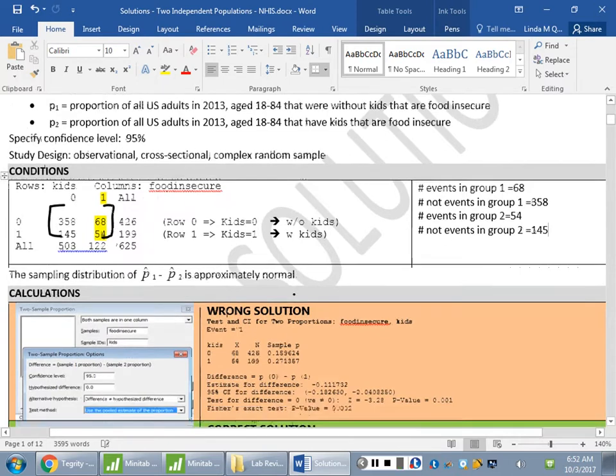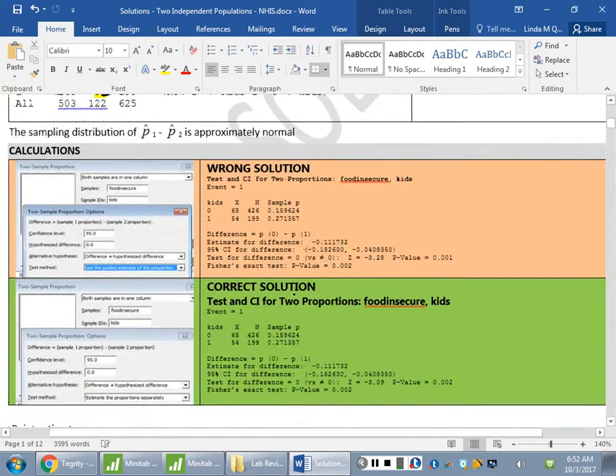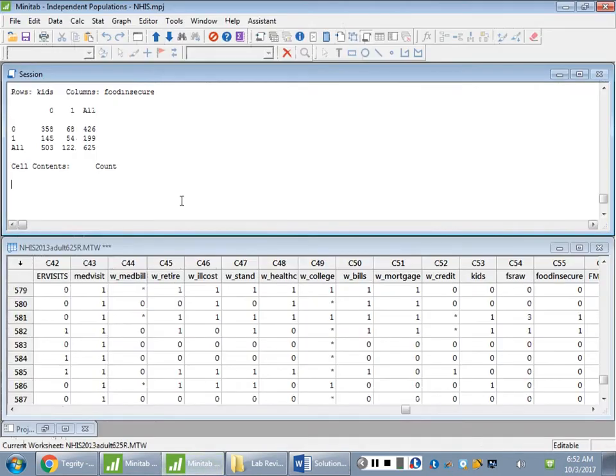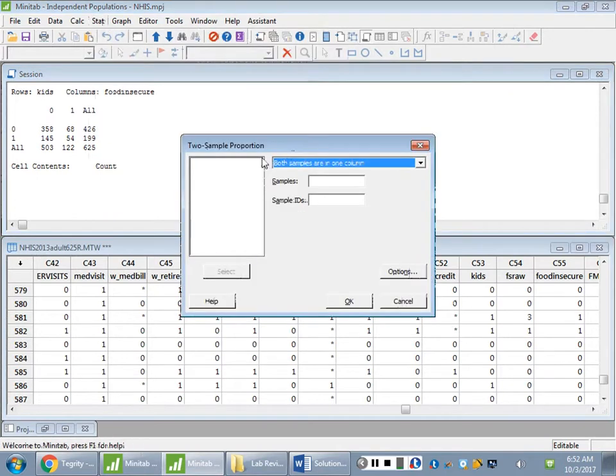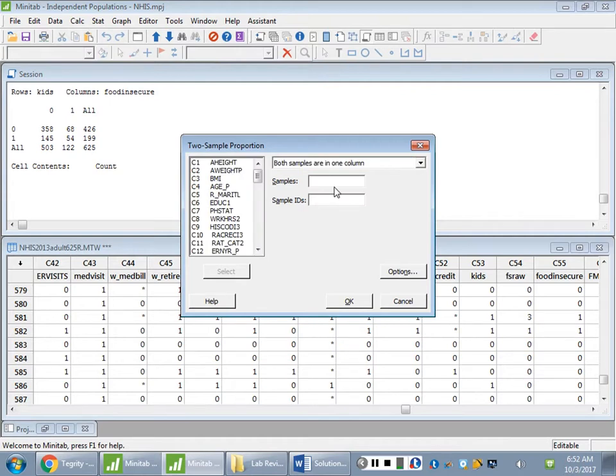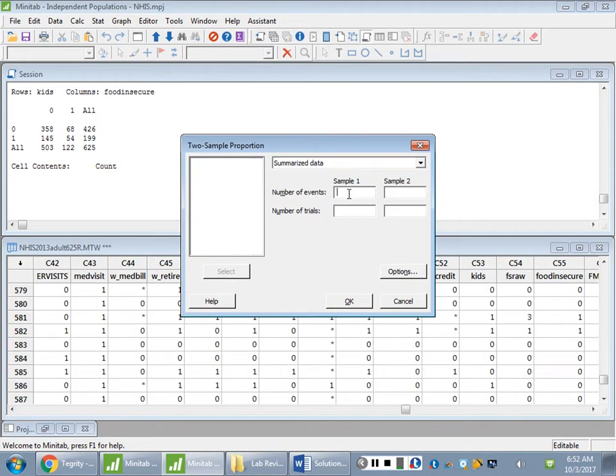All right, so that gets us to the calculation section. Let's go into Minitab and do our calculations. It's under Stat, Basic Statistics, 2 proportions. In this case, I can use both samples are in one column. I can do that because I know food insecurity, which is value 1, is the event that I'm interested in, and that's last alphabetically, and that the sample IDs are in the order that I put my groups in. If that's not the case, if you want to control the order of the groups, then just use summarized data, in which case you can make sample 1 what you want and sample 2 what you want.